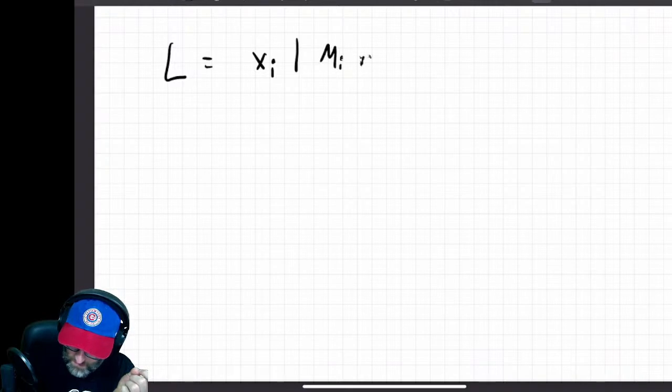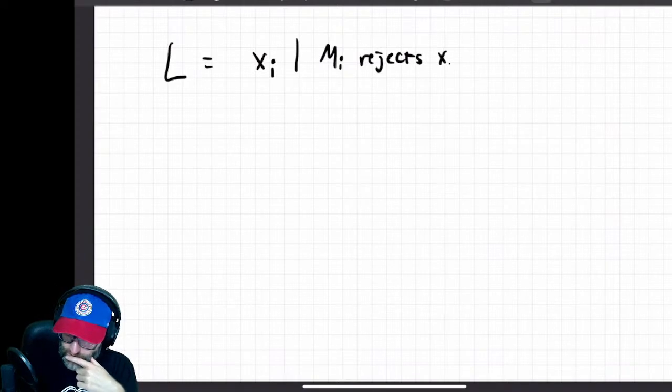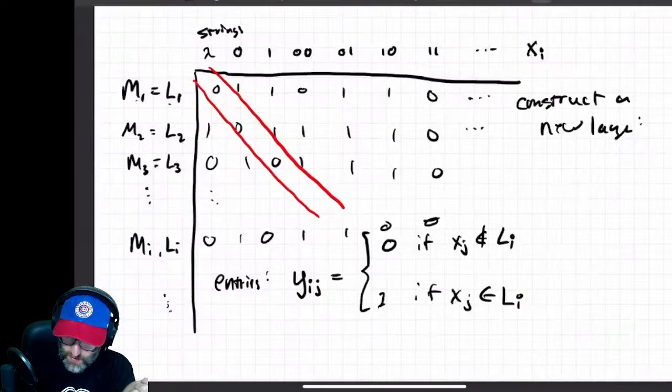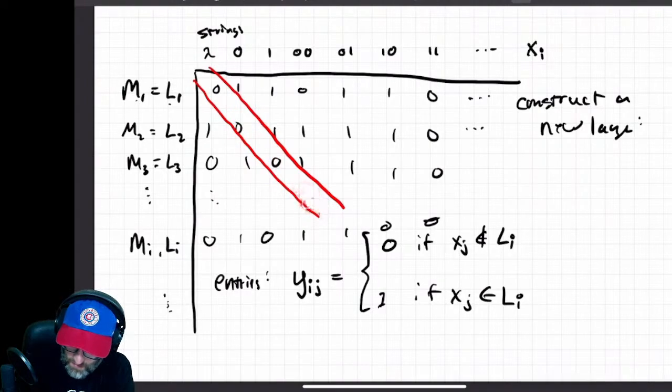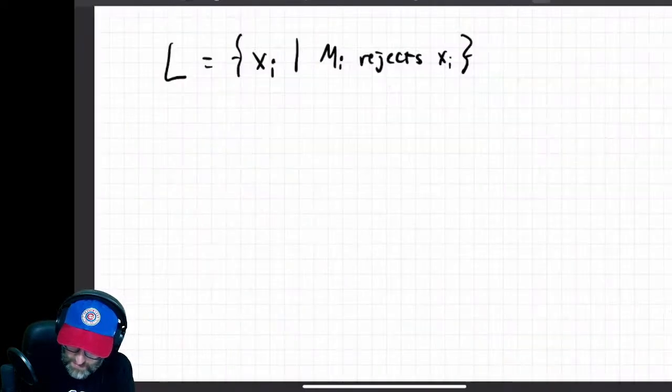In other words, if it rejects, I'll accept. So basically what I'm doing with all these zeros, I'm flipping them over to 1, 1, 1. If there's a 1, I'm flipping that to 0. Right? Now my observation here is that no machine decides L.